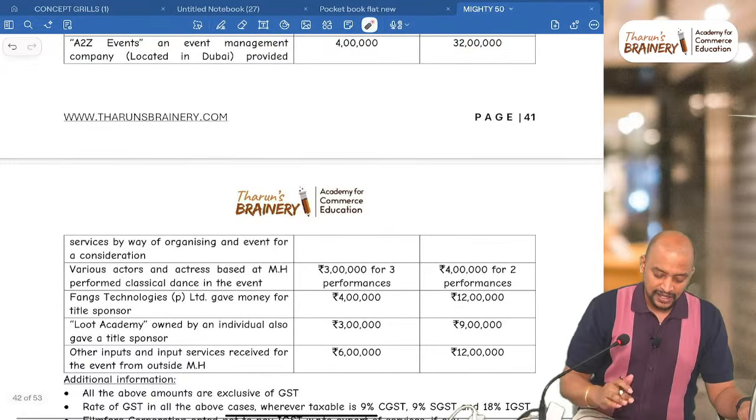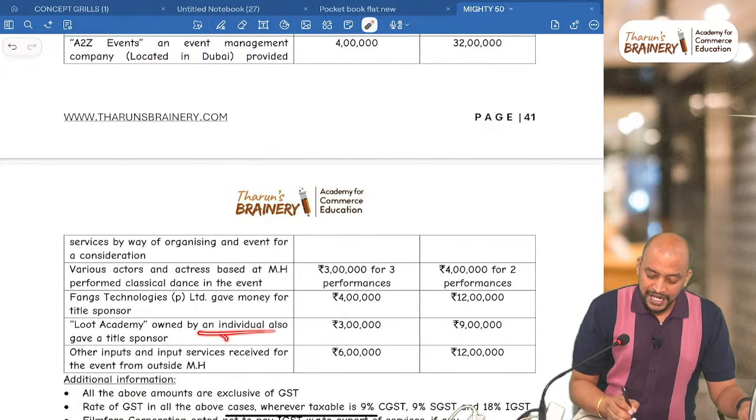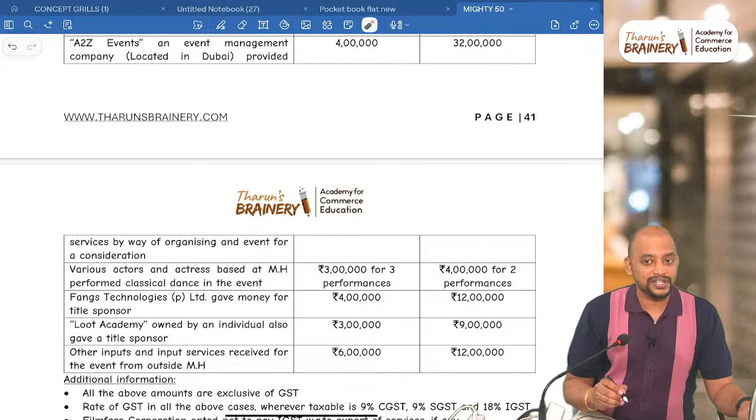Then next, Loot Academy, owned by an individual, also gave a title sponsor. What about this?